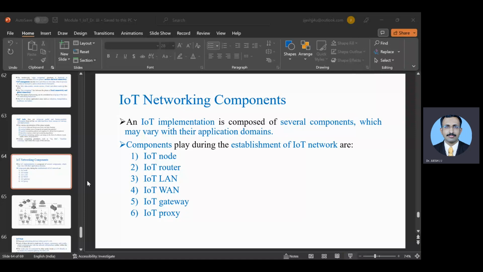These are all the components which, put together, establish connectivity between the source and the destination. Source means the user who is going to communicate, and the destination is where the person has to receive the information. So you can make a note of these IoT networking components: IoT node, router, LAN, WAN, and gateway and proxy. We will be discussing these components one by one in detail. Some are familiar to you from previous topics as well. So let us go with the IoT node.